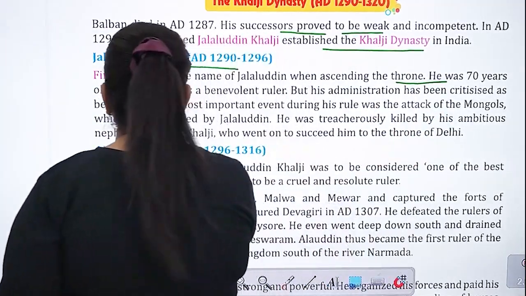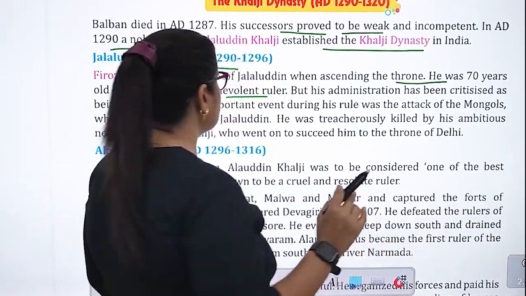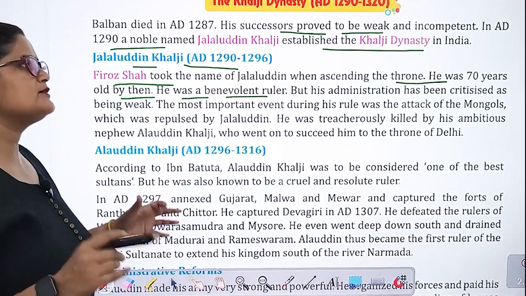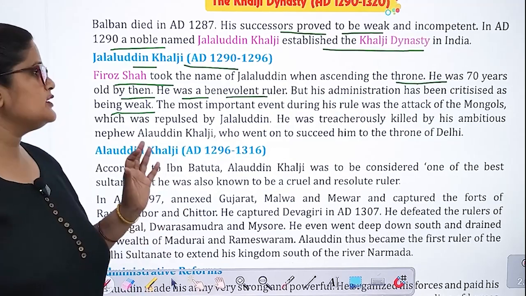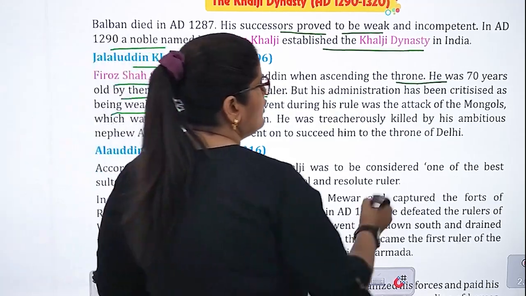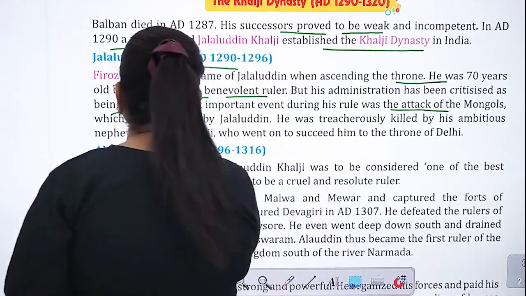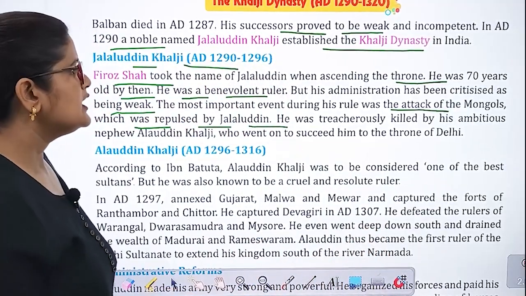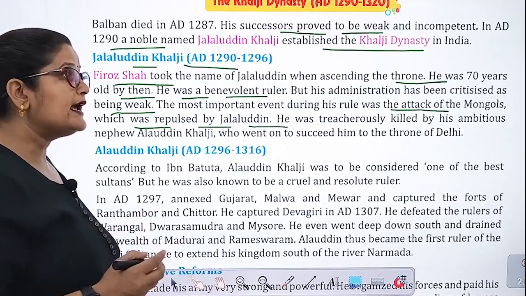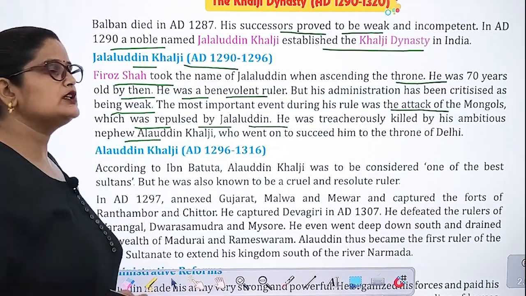He was 70 years old by then. He was a benevolent ruler, but his administration has been criticized as being weak. The most important event during his rule was the attack of the Mongols, which was repulsed by Jalaluddin. He was treacherously killed by his ambitious nephew Alauddin Khalji.